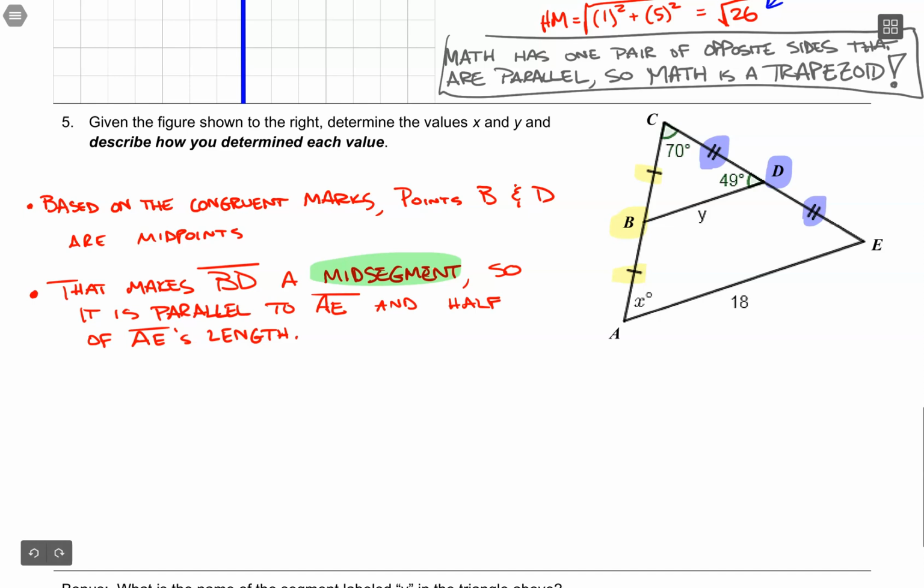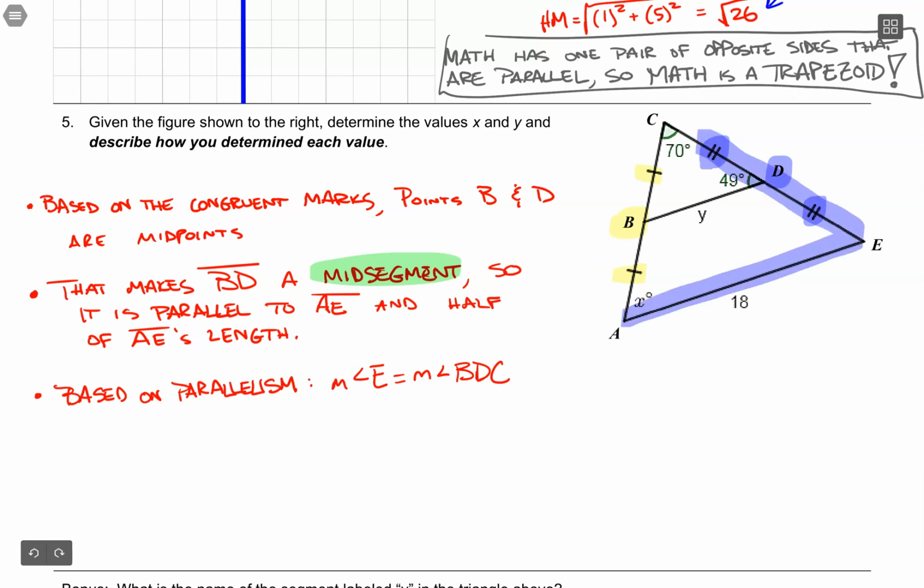Next conclusion I want to make is this. Based on parallelism, the measure of angle E has to be equal to the measure of angle BDC. So I'm just going to highlight those for you here. The measure of angle E down here, this one, has to be equal to the measure of angle BDC because of the fact that we have parallel lines. Let me go ahead and mark the parallelism on the figure. Parallel. That means those are both 49 degrees. And the reason why, that's alternate interior angles at work.